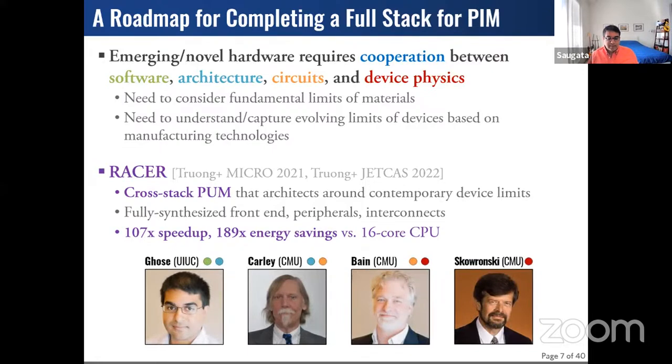The work that I'm going to talk about today is predominantly from this collaborative team that we have, going from the system software and architecture side all the way down through device physics and materials, with some of my collaborators at CMU, Rick Carley, Jim Bain, and Marek Skoronsky.